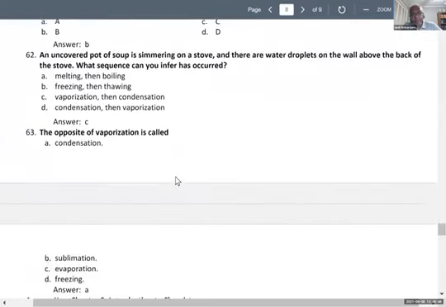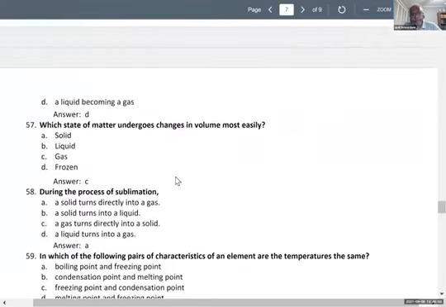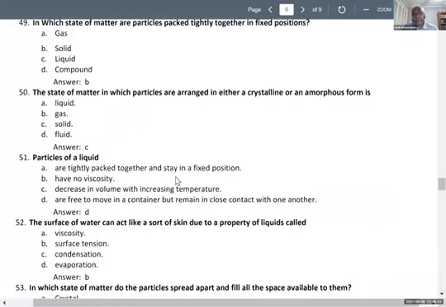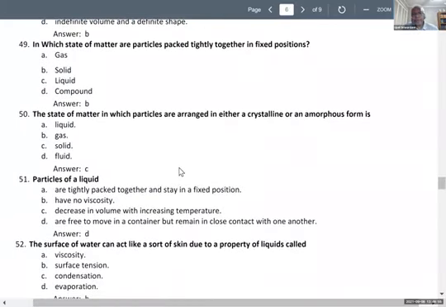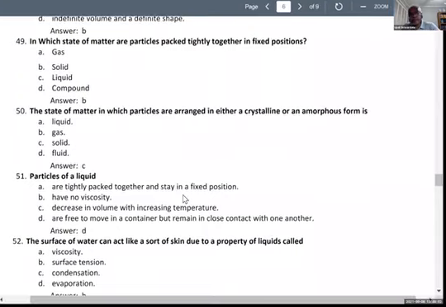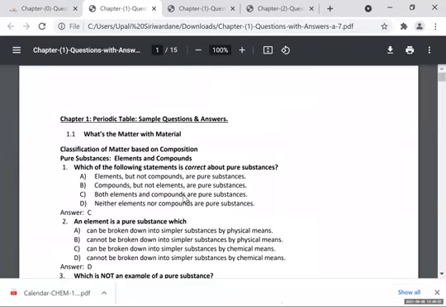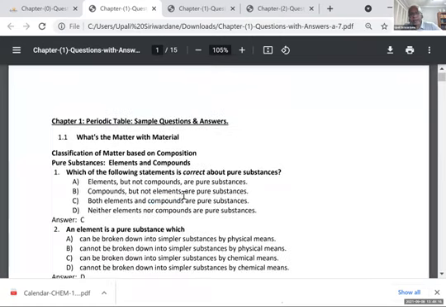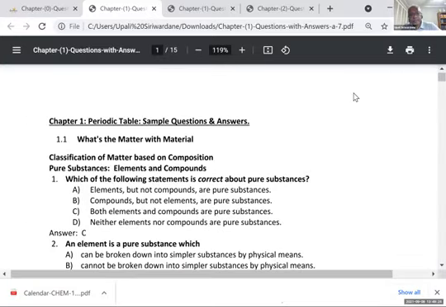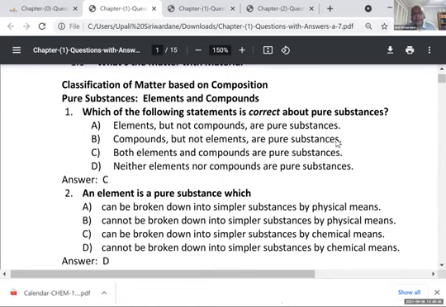So we have gone through the introduction chapter. Now we're going to go to chapter 1. That's about the periodic table.